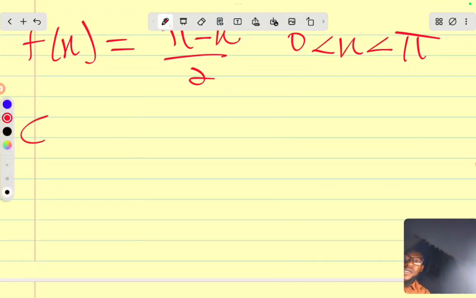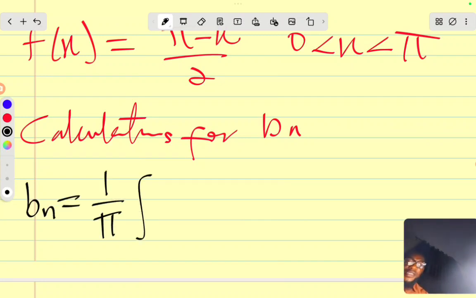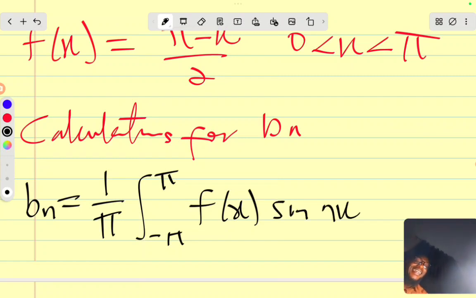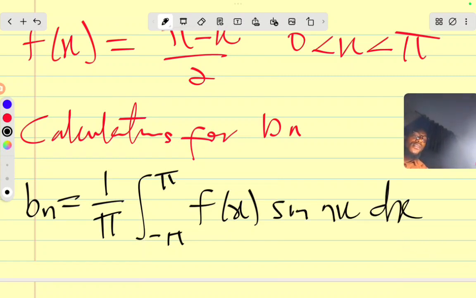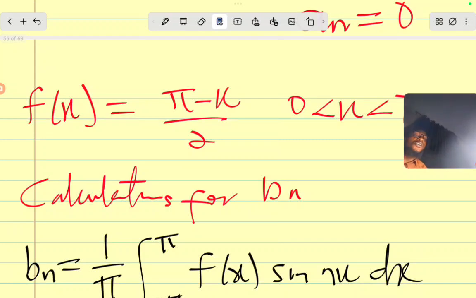So let me write about the calculation for Bn. And don't forget to recall that our Bn is the same thing as 1 over pi, the integral of what? Of minus pi to pi f of x sine nx dx. We are calculating for Bn. Now, since I'm using the interval from 0 to pi.